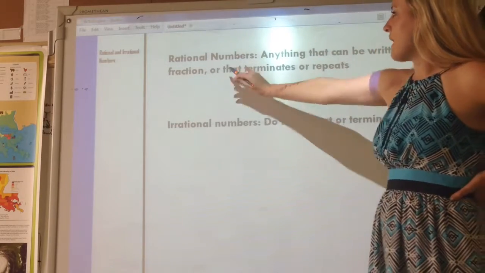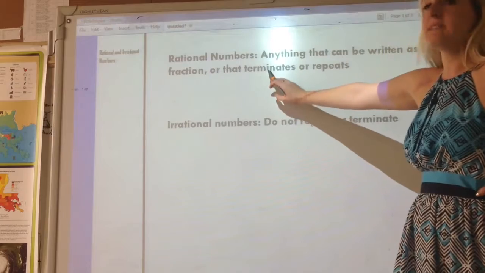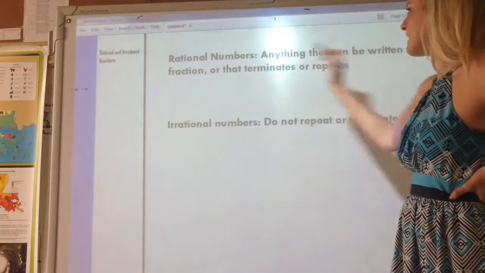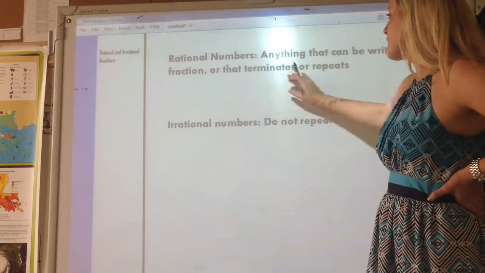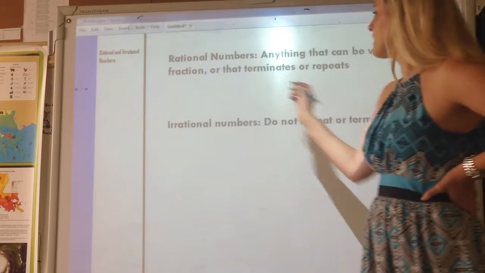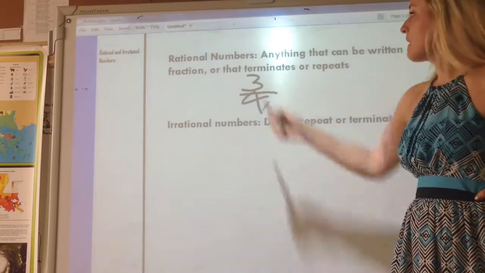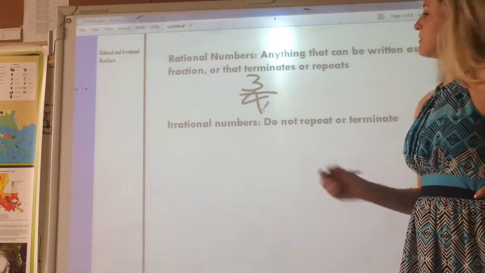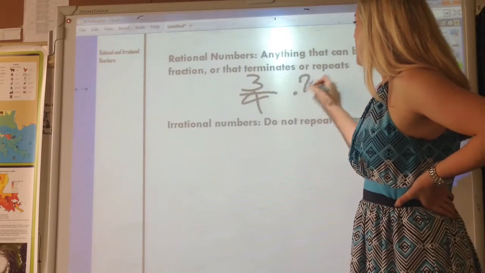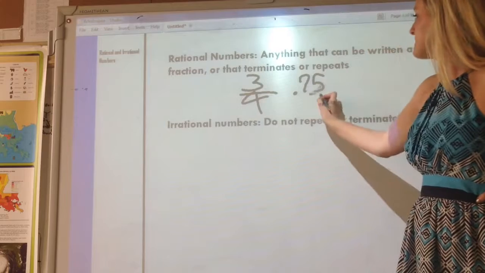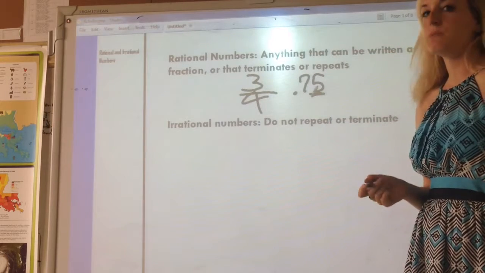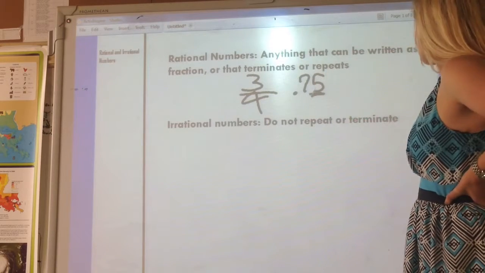So we're going to start with rational numbers. And you'll remember from class that a rational number is anything that can be written as a fraction or a number that terminates or repeats. So let's go ahead and do an example. If I have 3/4, it's a fraction, so I know that it must be rational. If I was to rewrite it as a decimal, it would be 0.75. And since 5 terminates in the hundredths place, I can say that this is a rational number.